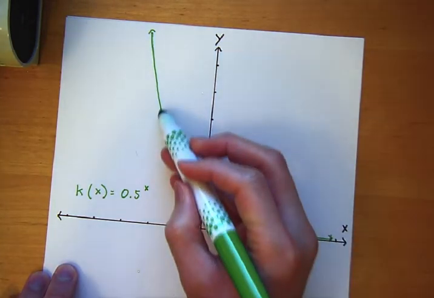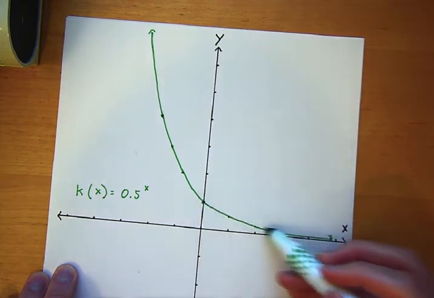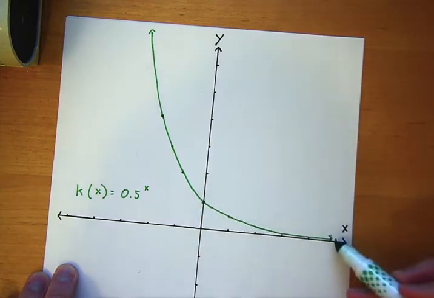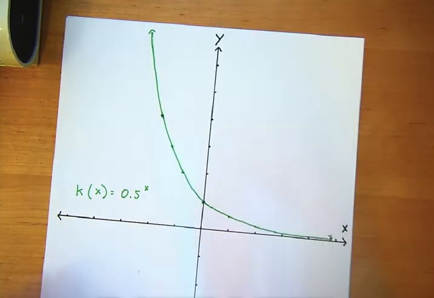Going to the right, it's dividing by 2 each time. So it's getting closer and closer to 0, but it never reaches 0. And heading towards the left, it's multiplying times 2 each time.